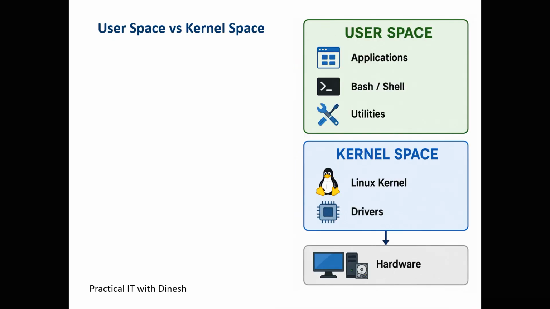Linux separates normal applications from the privileged part of the operating system. Applications, shell, and many utilities normally run in user space. The Linux kernel runs in kernel space and has access to system resources that ordinary applications cannot directly access. This separation helps protect the operating system from faulty or malicious applications.